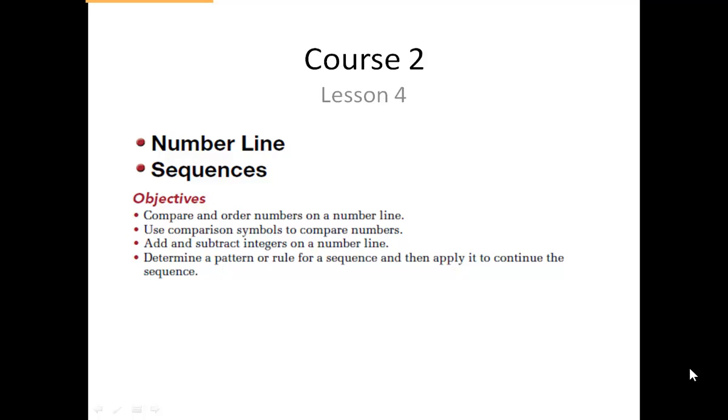Course 2, Lesson 4, we're going to deal with the number line and sequences. In this lesson, you're going to compare and order numbers on a number line. You're also going to look at the symbols that we use when we compare numbers to each other. We're going to introduce integers and how to add and subtract them on a number line, and then we're going to look at sequences when we have patterns of numbers.